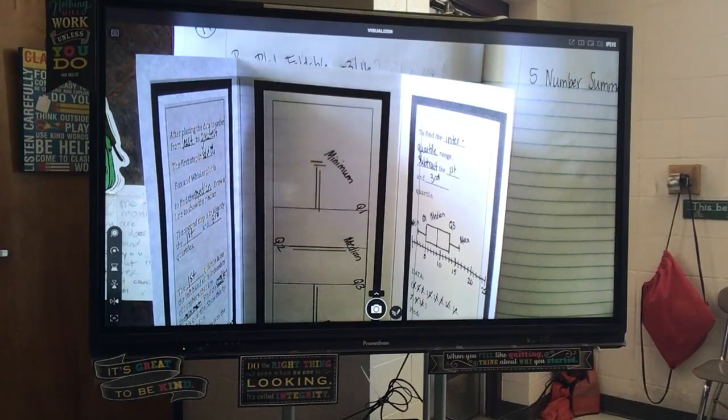Now, I want you to get some kind of different color out, whether it's a pen, marker, color pencil, doesn't matter. But I do want a different color for you today.